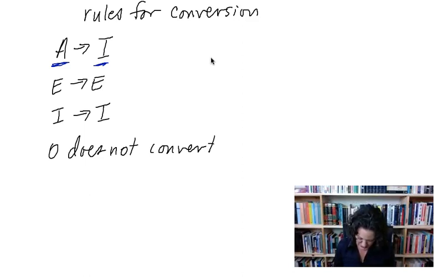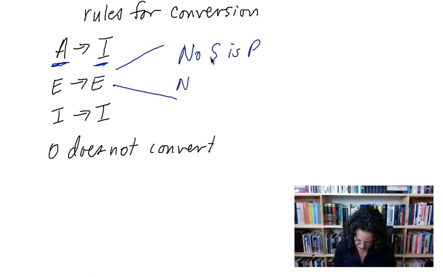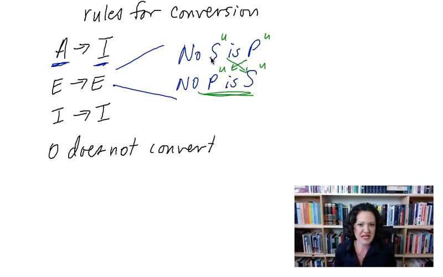So let's look at this. No S is P can change to no P is S. Why? Because this is UU and it stays UU. So we could just switch these two. And when we see these, it's going to be beautiful for us. It's going to give us an easy problem. We don't have to do any more work.